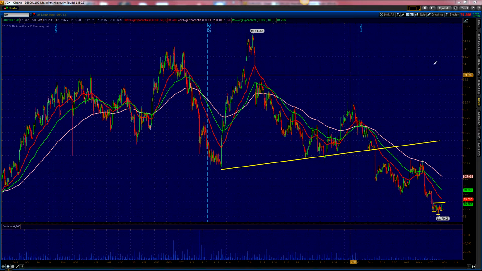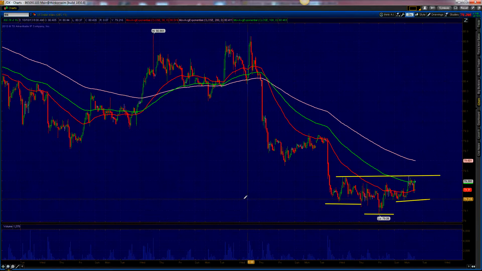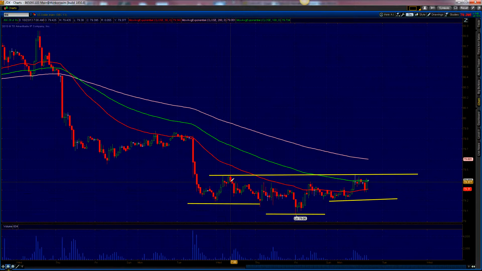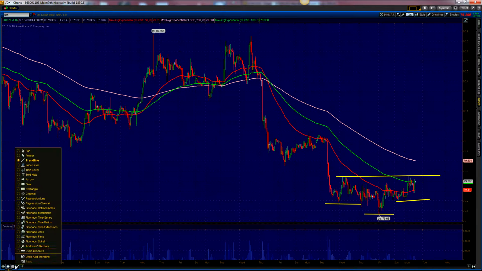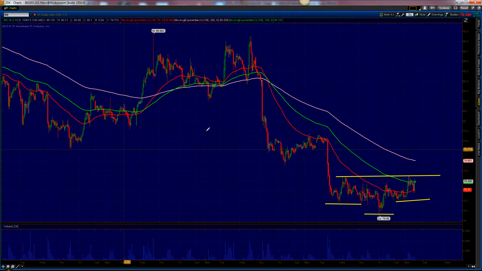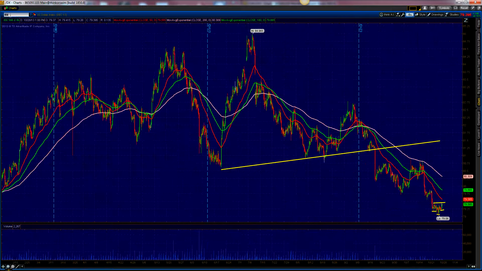Alright, so this is the 4-hour dollar index. I don't pay a ton of attention to the dollar index, but I do think it is worth noting that we have a very clear inverse head and shoulders here on the hourly. The neckline is about 79.45, so get above there and we may have some room to run to the upside for the dollar.